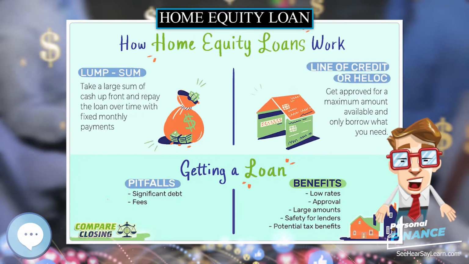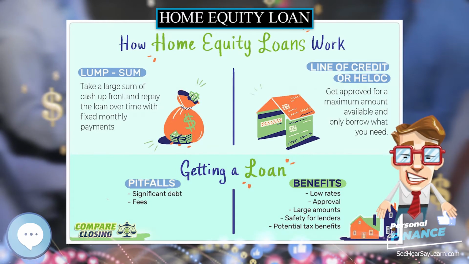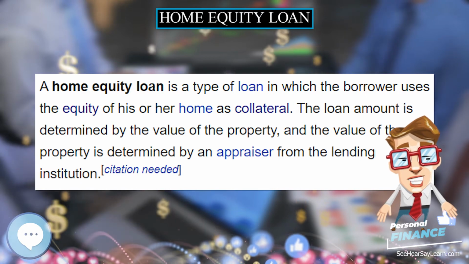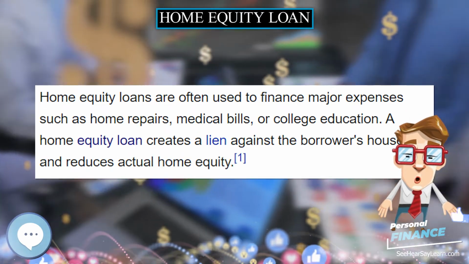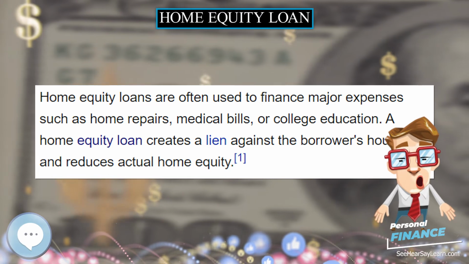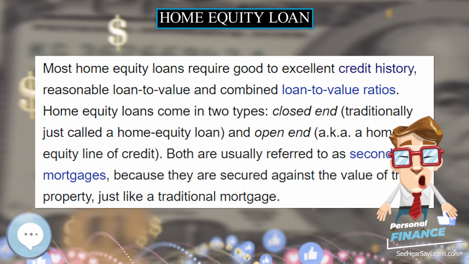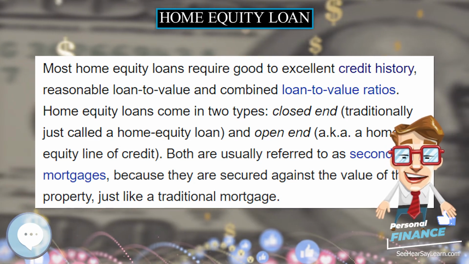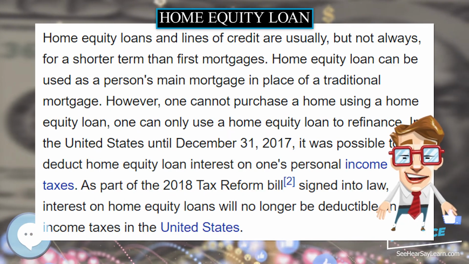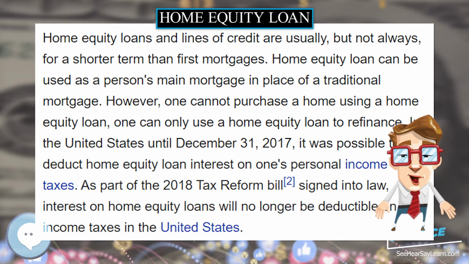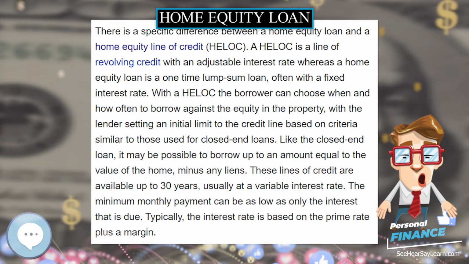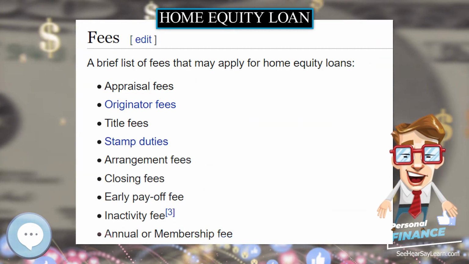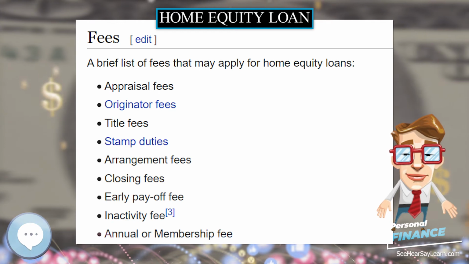With a HELOC, the borrower can choose when and how often to borrow against the equity in the property, with the lender setting an initial limit to the credit line based on criteria similar to those used for closed-end loans. Like the closed-end loan, it may be possible to borrow up to an amount equal to the value of the home, minus any liens. These lines of credit are available up to 30 years, usually at a variable interest rate. The minimum monthly payment can be as low as only the interest that is due. Typically, the interest rate is based on the prime rate plus a margin.